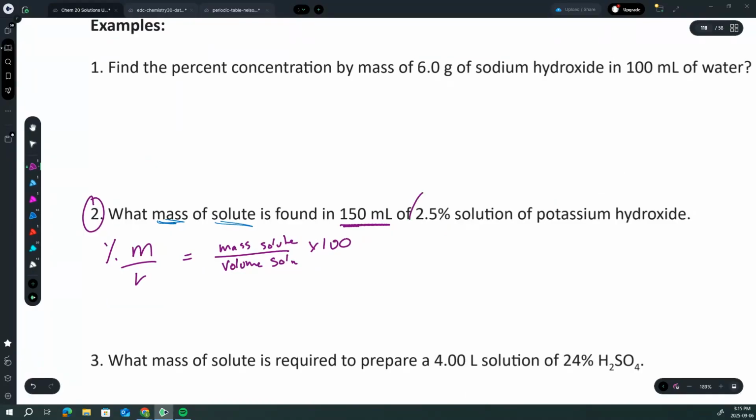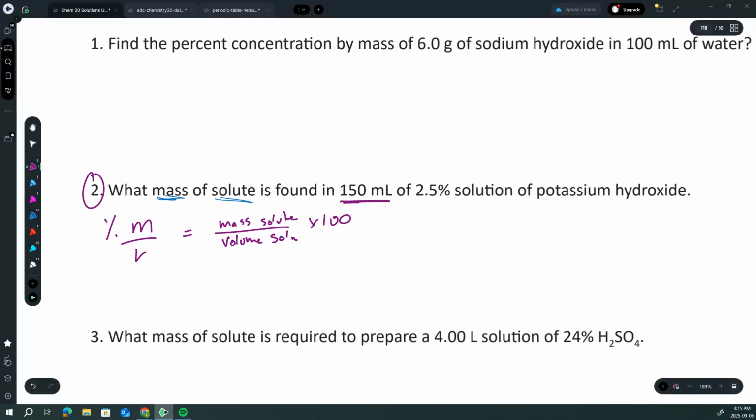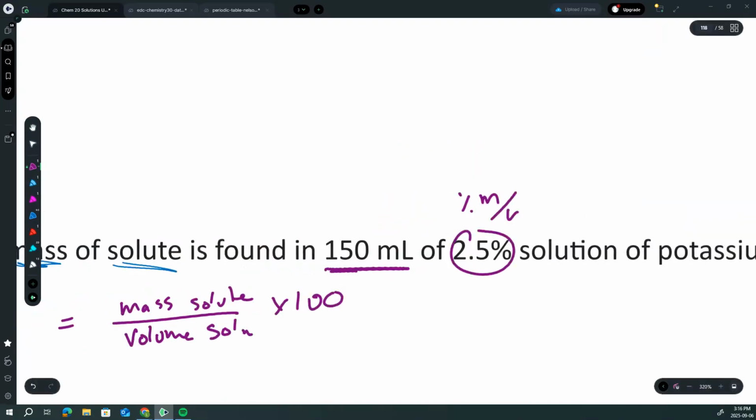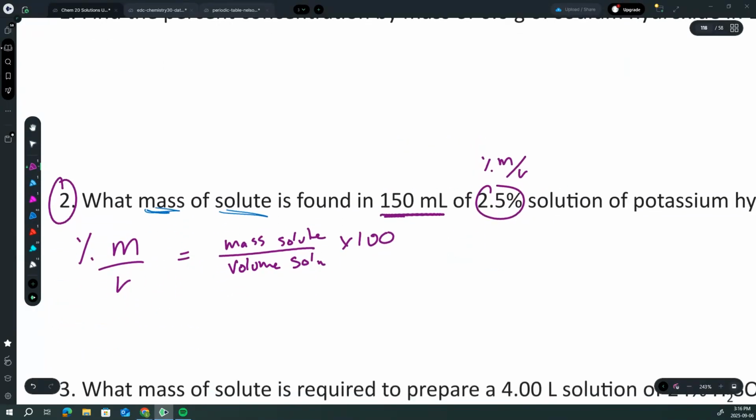Now, they give us what the percent mass by volume is. So that's this part here. The reason why I'm not doing a list of givens right now is because there's really not a lot of space for this. But if you wanted to do a list of givens, go for it. I'm just going to sneak this in and say, this is percent mass by volume. This is going to be our volume of solution. And we are looking for mass of solute.